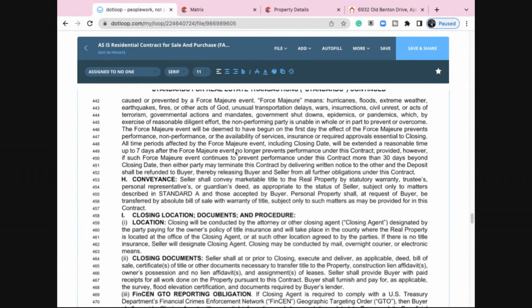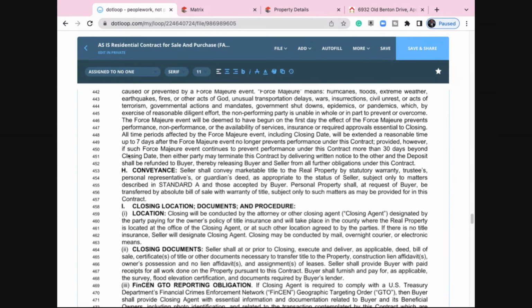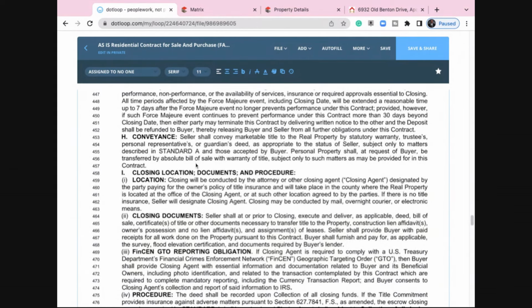Let's see, continue on. 7 days after the force majeure event no longer prevents performance under this contract. Okay. Provided, however, closing date, then either party may terminate. Okay, so I'm sorry, I skipped a line here. However, if such force majeure event continues to prevent performance under the contract more than 30 days beyond that, then either party may cancel the contract by submitting written notice to each other.